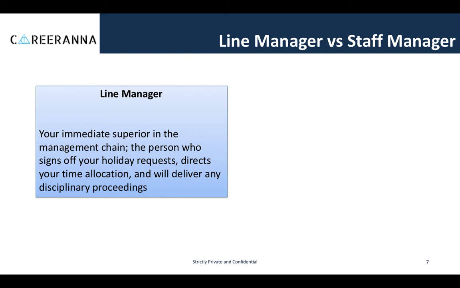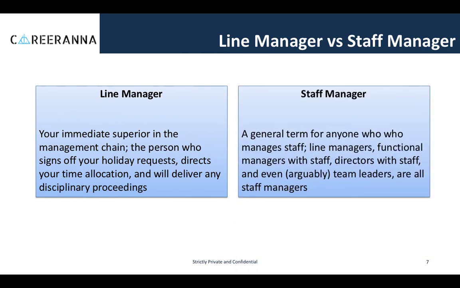This is the person to whom you send your holiday request, you direct your time allocation, who takes any disciplinary action against you. So this is basically the person with whom you work on a day-to-day basis in your company. Such HR people with whom you work day to day are basically the line managers, who are involved at the most ground level with the employees, and they are directly working with them. These are line managers.